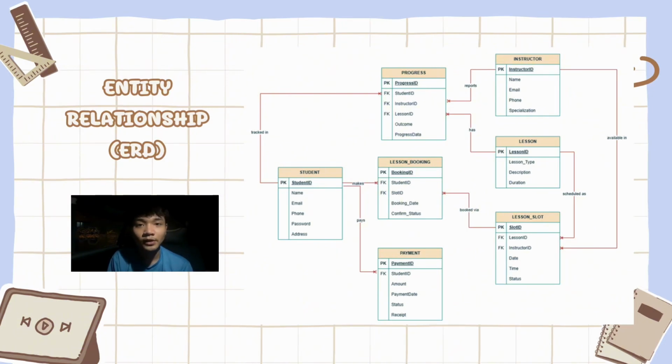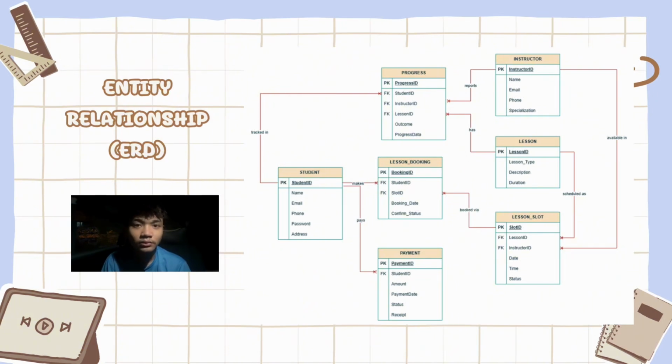Looking at the left side, we have the student entity, which stores the student information such as name, email, phone number, password, and also address. Each student has a student ID as the primary key to uniquely identify them. The student then makes a lesson booking, in which we store the booking ID, student ID, slot ID, booking date, and confirmation status, whether the booking has been confirmed or not.